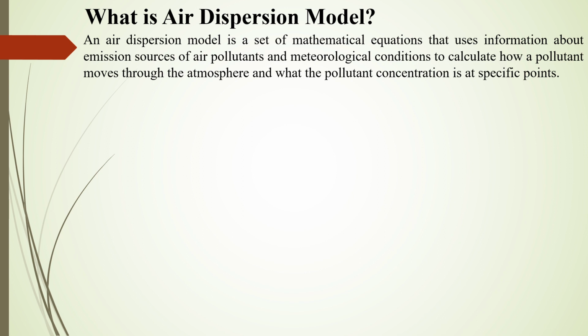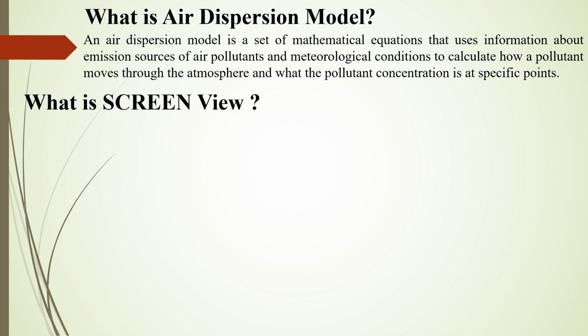An air dispersion model is a set of mathematical equations that uses information about emission sources of air pollutants and meteorological conditions to calculate how a pollutant moves through the atmosphere and what the pollutant concentration is at a specific point.